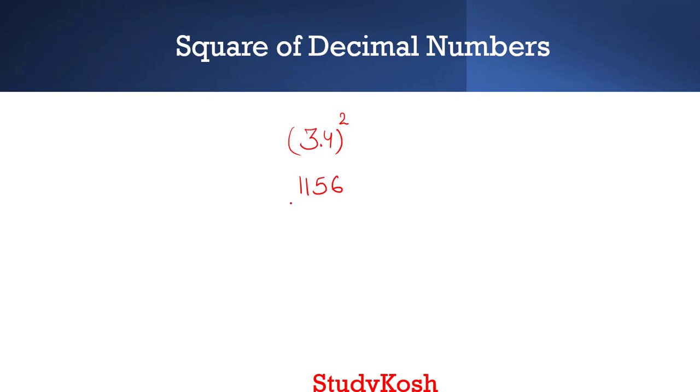So what you need to do for this 3.4, we just ignore this point at the time of squaring. Now after calculating the square, we just need to put decimal. So the decimal point will be twice. We'll start counting from here, the units place. So 1, 2, here we need to put the decimal.